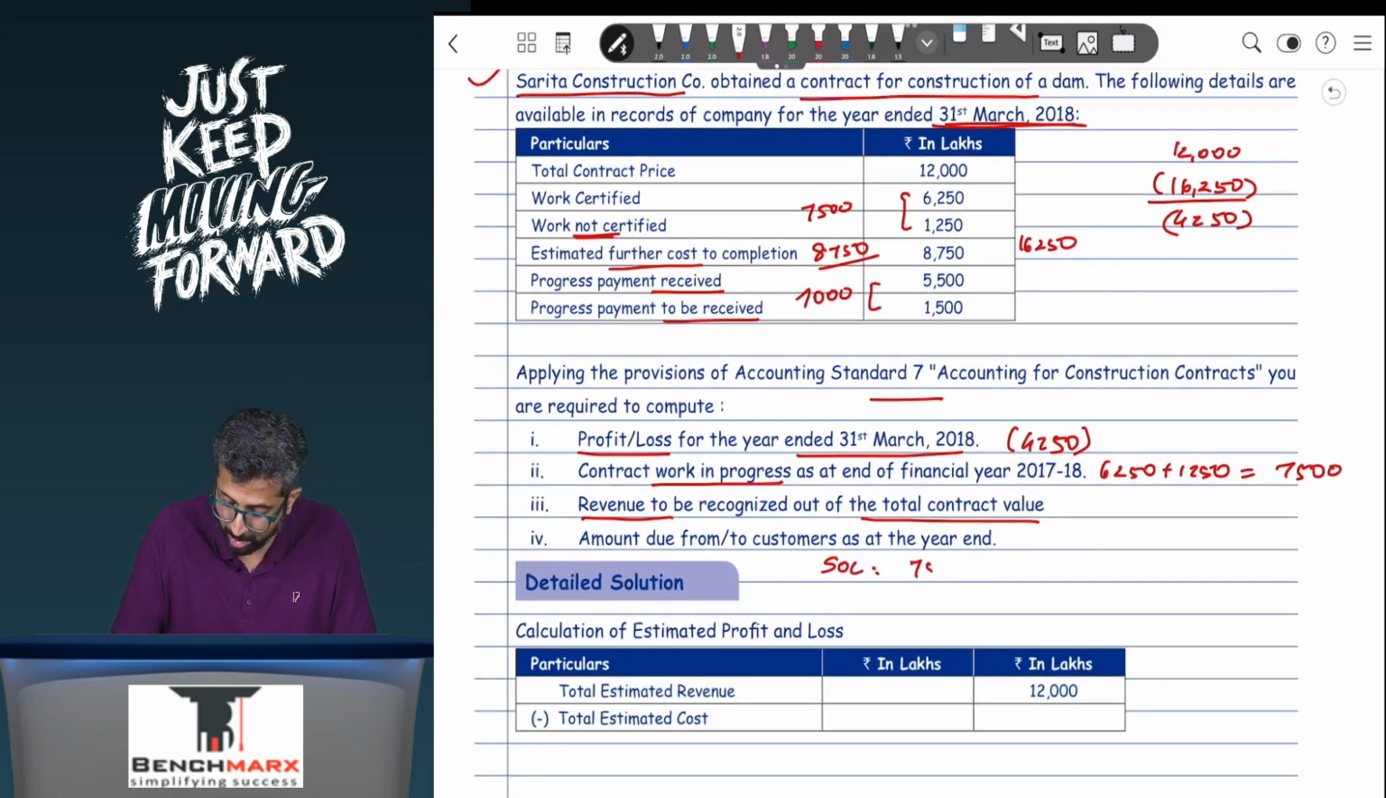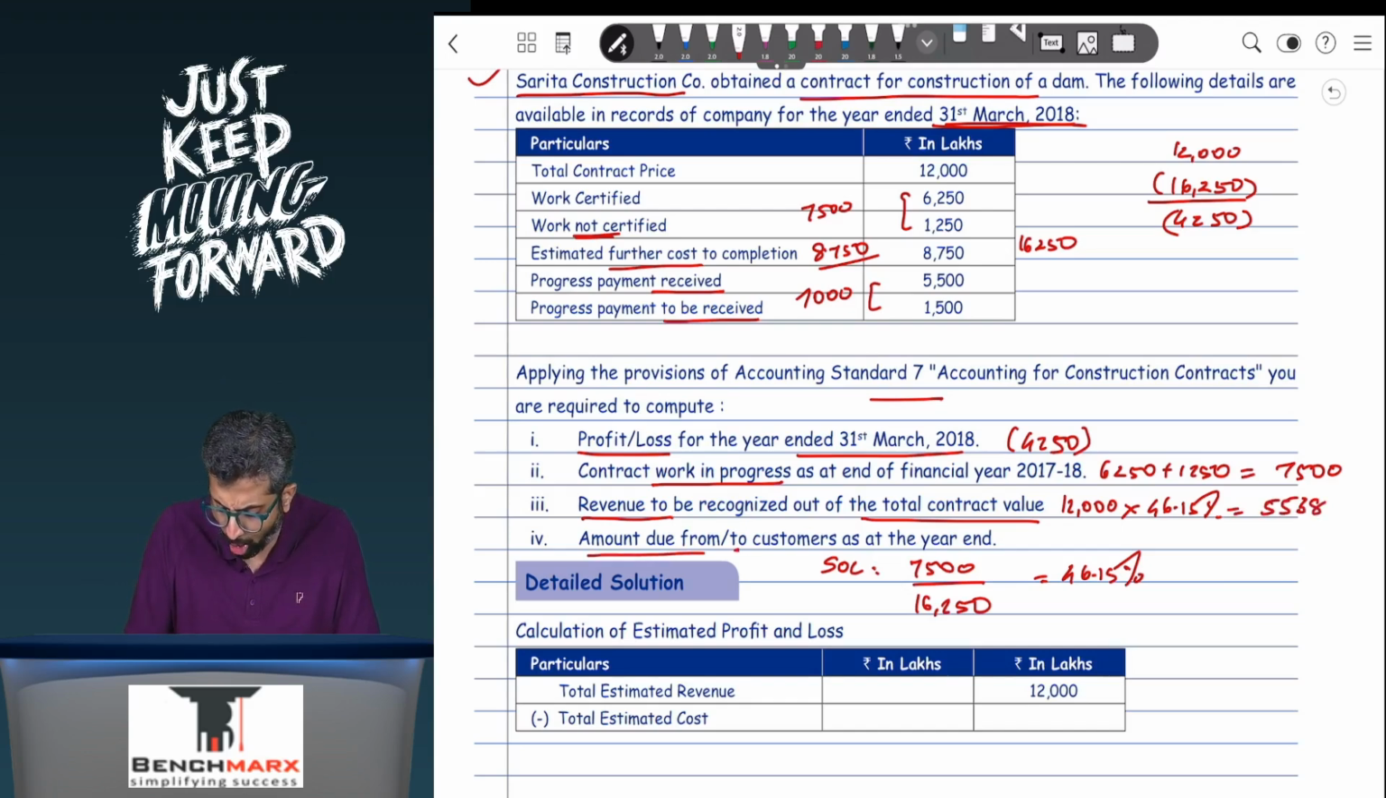Stage of completion will be 7500, cost incurred about 16250, and hence 7500 upon 16250 in percentage comes to 46.15%. So the revenue to be recognized, because it is the first year, would be 12,000 into 46.15%, which comes to 5538.